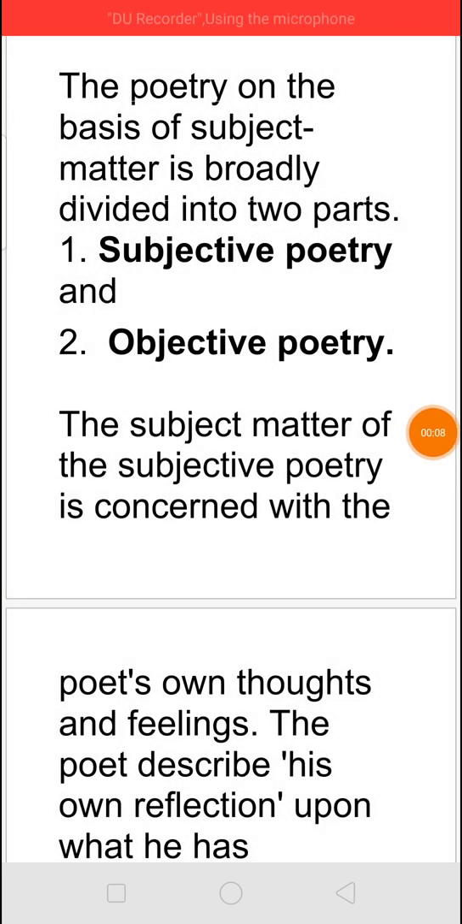Generally, poetry is divided into two parts, subjective poetry and objective poetry. Now, we will see about subjective poetry. In subjective poetry, the main subject matter will be concerned with the poet's own thoughts and feelings.